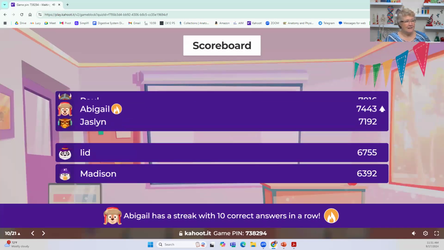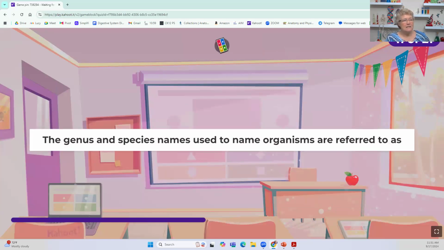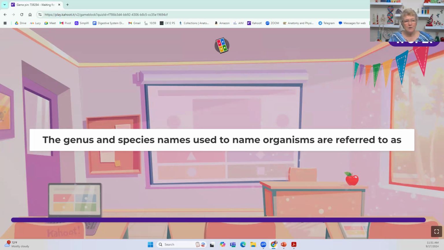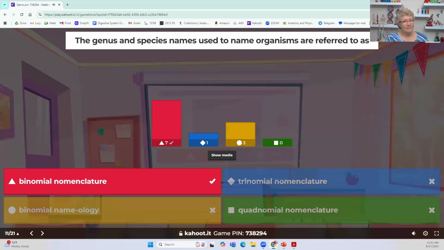All right. Let's see here. Abigail zooms into the lead. Question 11. The genus and species names used to name organisms are referred to as what? Binomial nomenclature. Good. So binomial means two name. So genus and species are two names for an organism. Binomial, two name, and then nomenclature means naming. So basically, binomial nomenclature means two name naming.